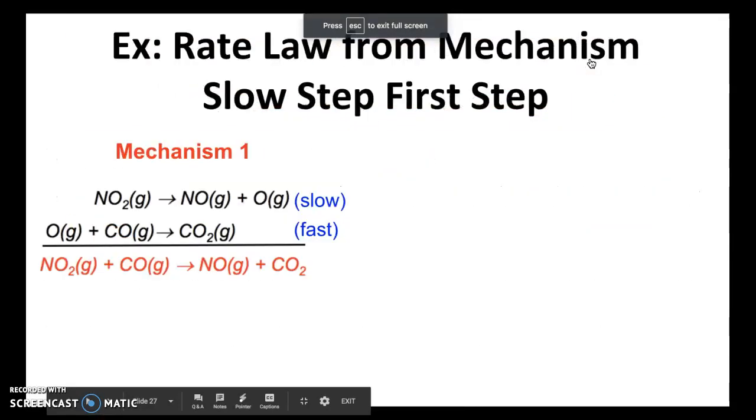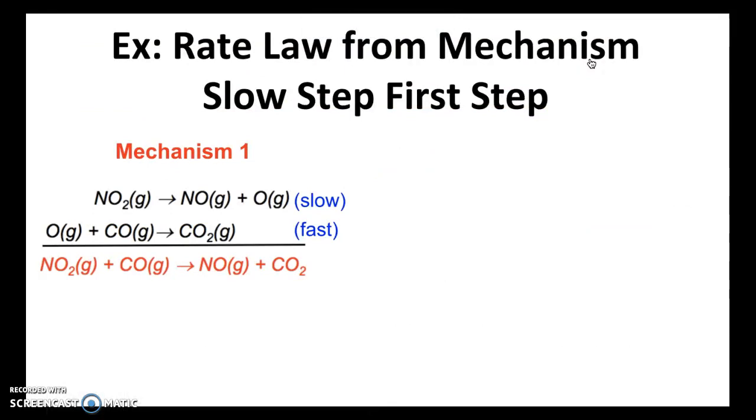Okay, so let's take a look at how we can use those principles to write a rate law from a mechanism. So here we have mechanism 1, and we want to write a rate law. In this case, the slow step is the first step. So the first thing you want to do is identify your slow step. Once we know what the slow step is, we're going to write a rate law for it.